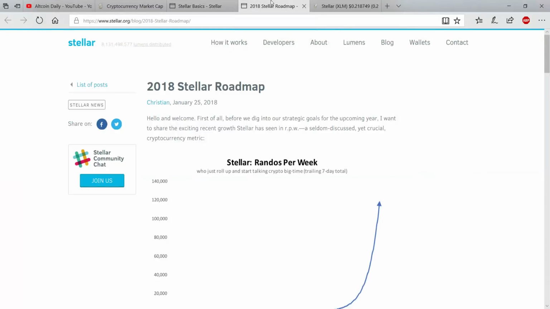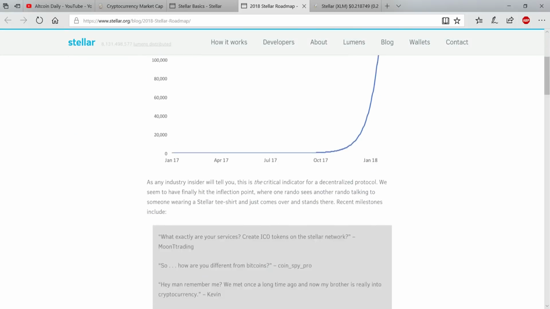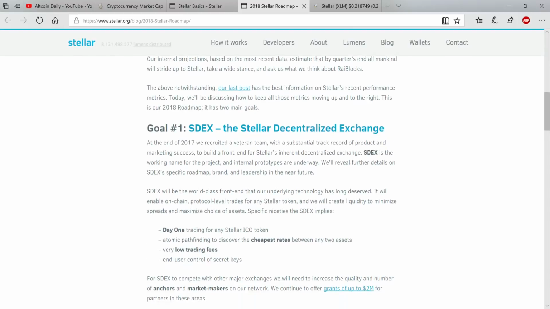Okay, I wanted to show you guys the roadmap real quick. It's not a cool graphic like we're used to seeing. This is on Stellar's website. You should definitely check it out yourself. But what's on their roadmap? Well, they really only have two things on the roadmap, and you can read all about it. I'm just going to briefly sum it up.